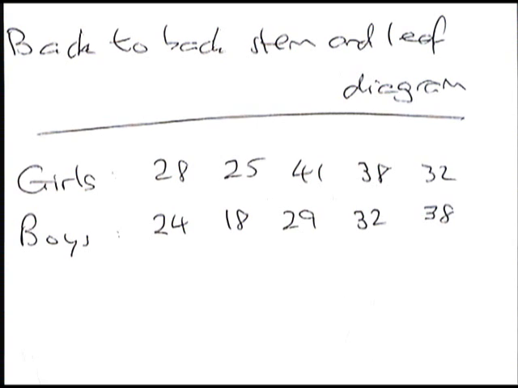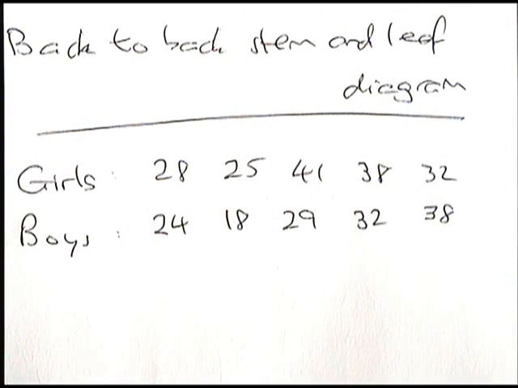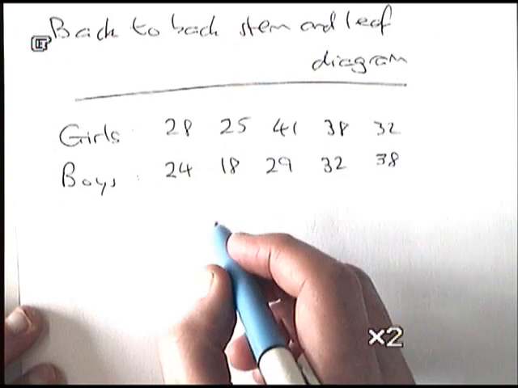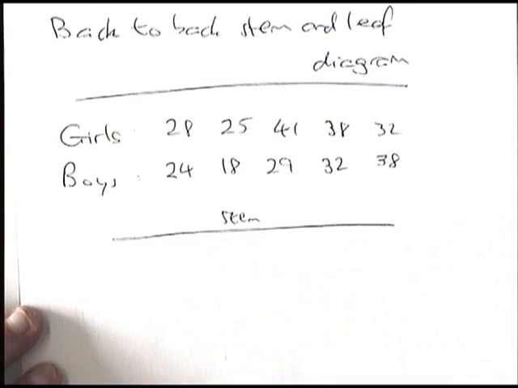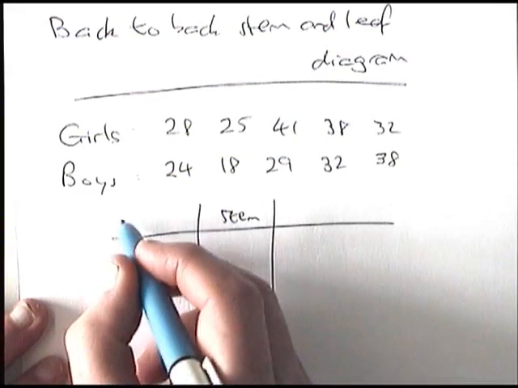Okay, what we're going to do here is to draw back-to-back one. Now, a back-to-back stem and leaf diagram is a stem and leaf diagram, but going two ways. Usually the leaf is on the right-hand side only, but in a back-to-back stem and leaf diagram, you can get it going left and right. So if I show you what we're going to do here, we're going to have our stem, but the stem won't be on the left of the diagram, it'll be in the middle, and then we're going to have a girls section and a boys section.